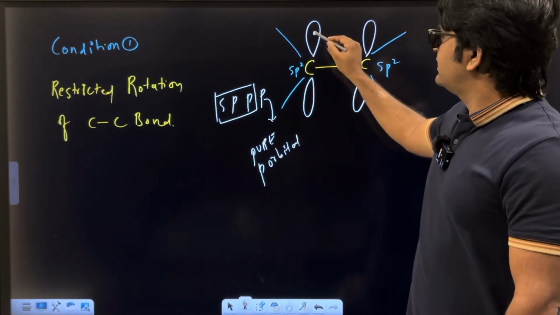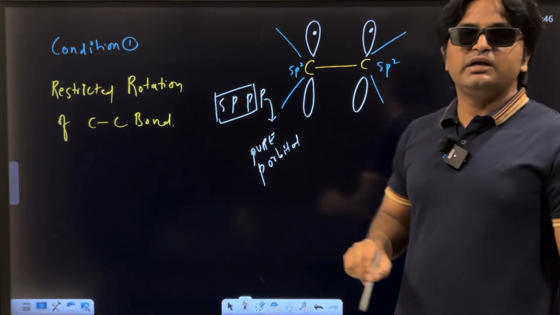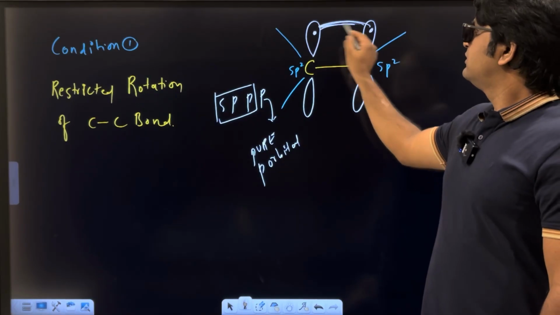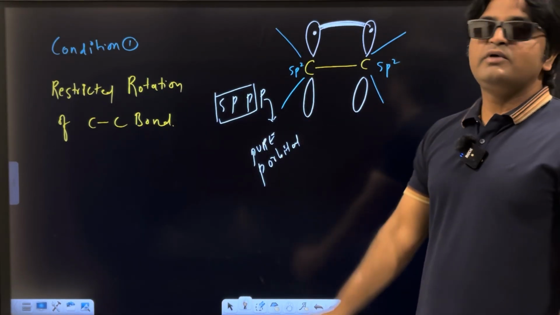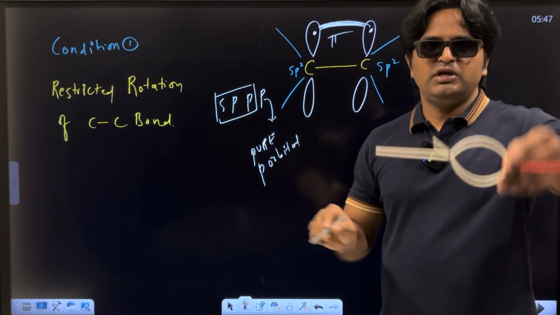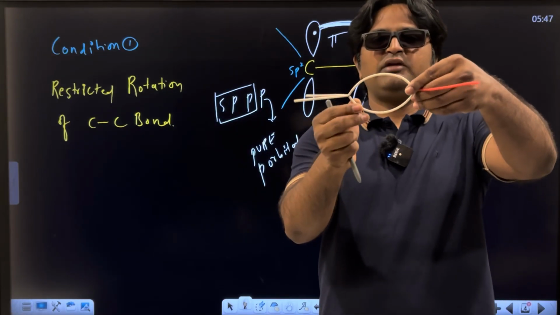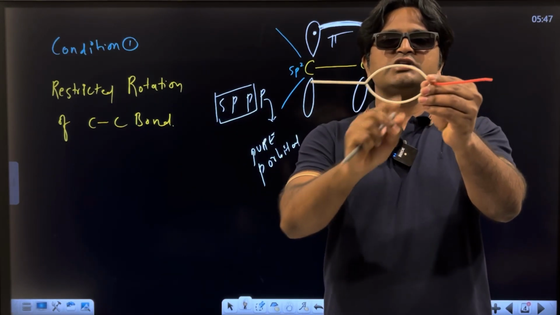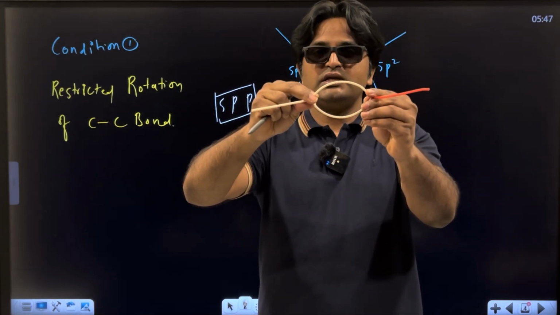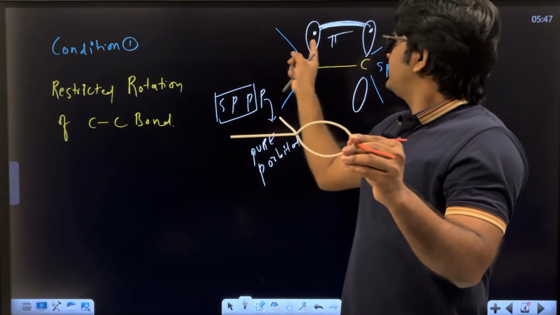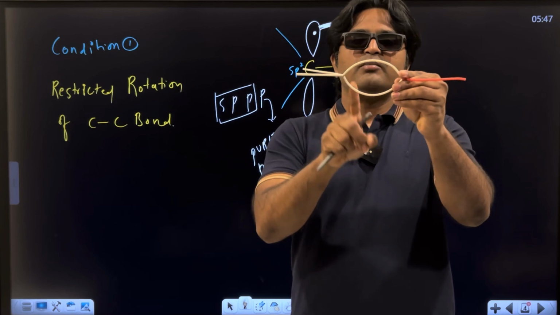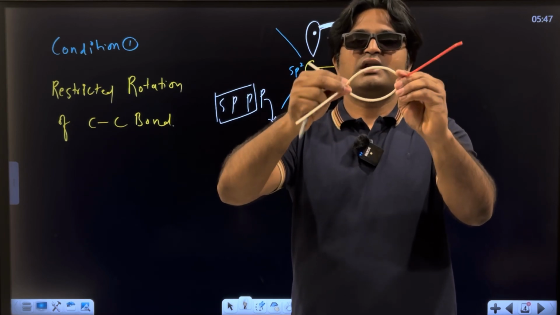That pure p orbital contains one electron. Here also the pure p orbital contains one electron. Sideways overlapping or lateral overlapping of these two pure p orbitals develops pi bond formation. Now just imagine that between two carbon atoms, one is a sigma bond and one is a pi bond. If you are rotating like this, is it possible to rotate? No. What is the reason? Here an extra pi bond is there. That extra pi bond is going to restrict C-C bond rotation. That's why multiple bonded systems are considered to have restricted rotation.